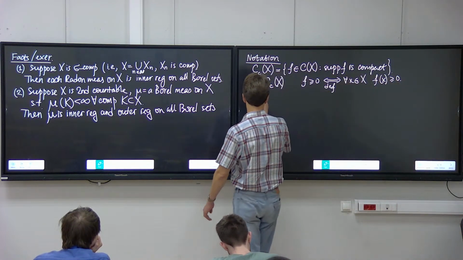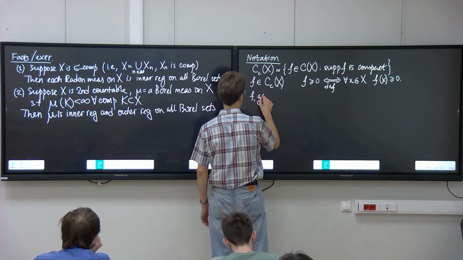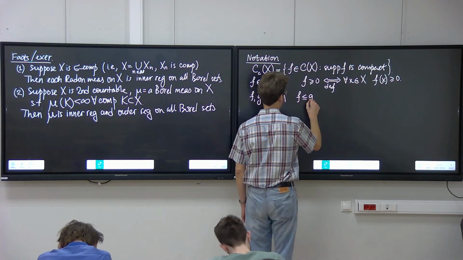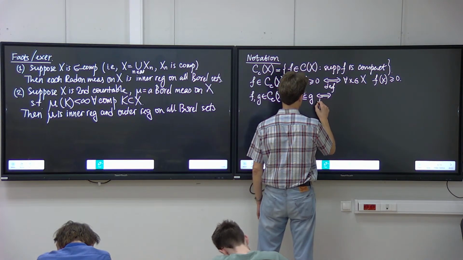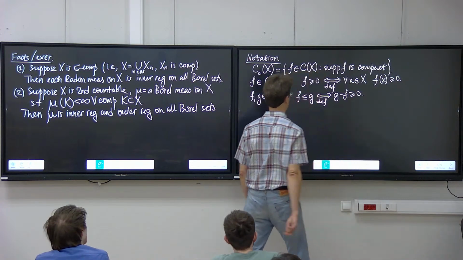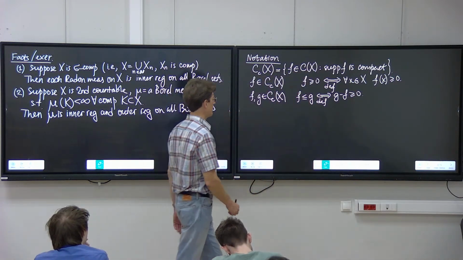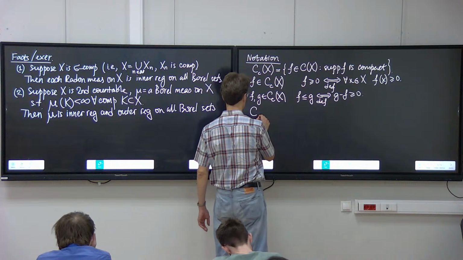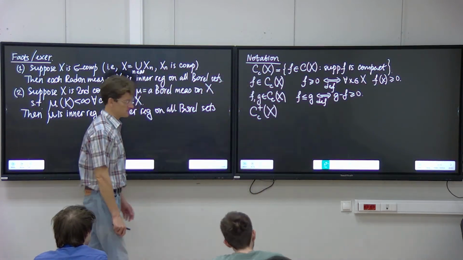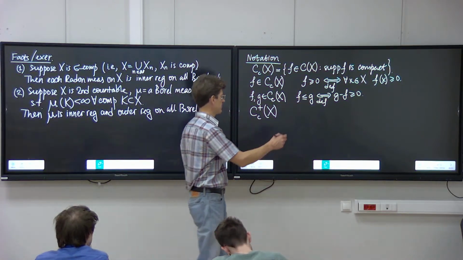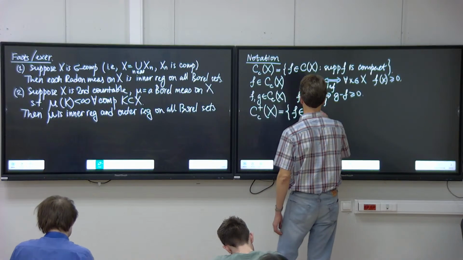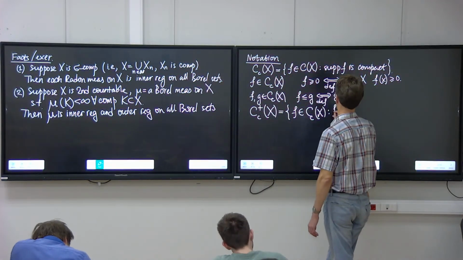And now we have two functions in this space, f and g. We say that f is less than or equal to g if g minus f is non-negative. And finally, we denote by C plus of X the positive cone of the space, which consists of all functions f in C sub C of X such that f is non-negative.